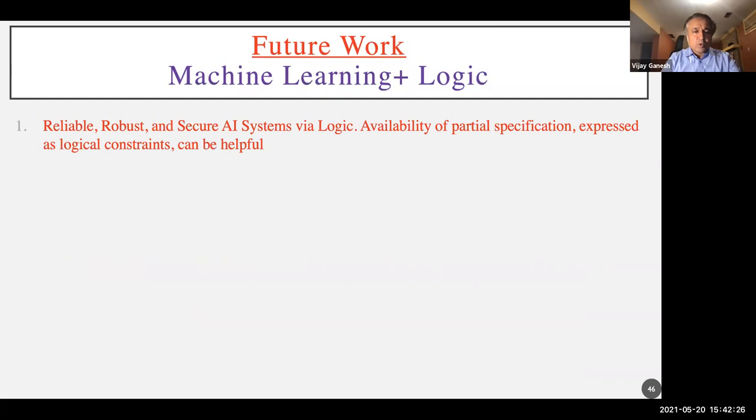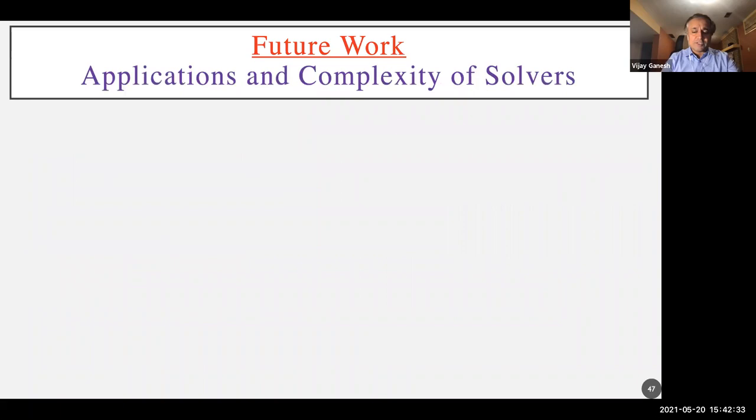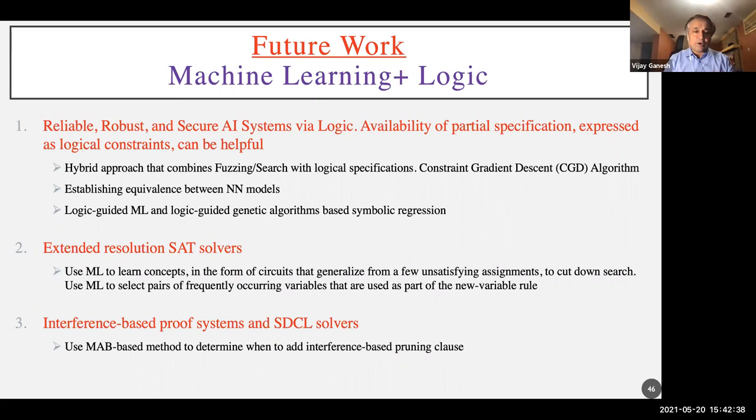So there's a lot of future work lined up. A lot of it has to do with very strong proof systems that theorists have been studying for many years, and practitioners still don't know how to implement them properly. And so we are working on that. And again, we are actually using machine learning to do that. We are also working on methods to improve the reliability, robustness, and security of AI systems via logic. For example, one example is the constraint gradient descent algorithm.